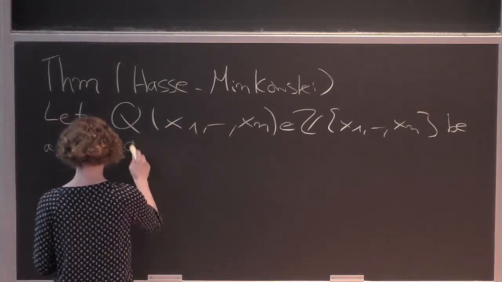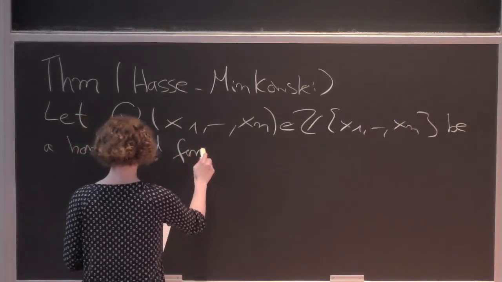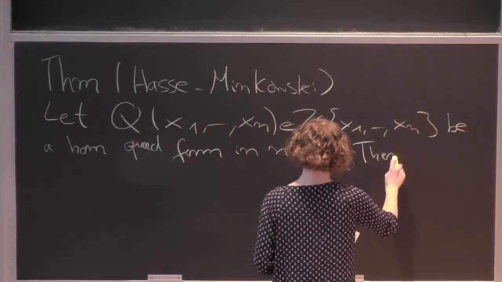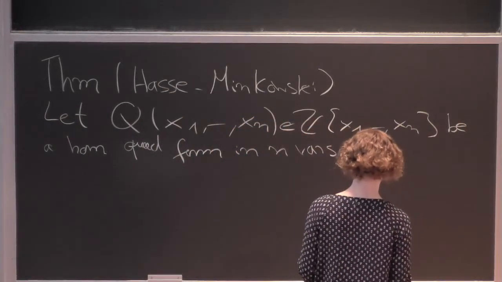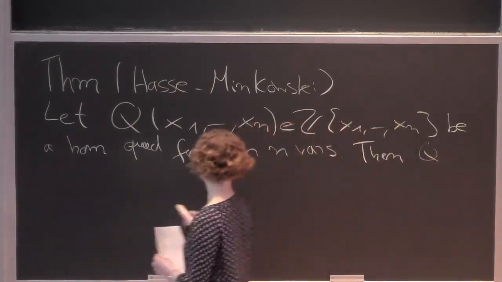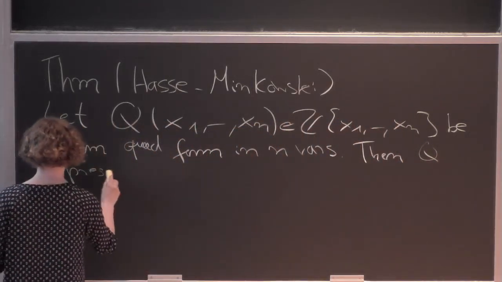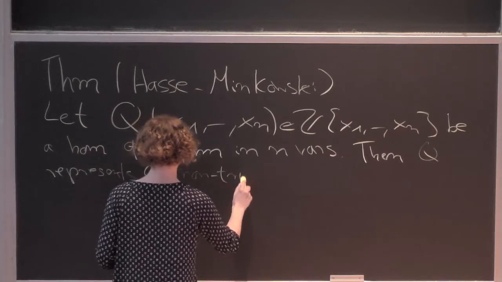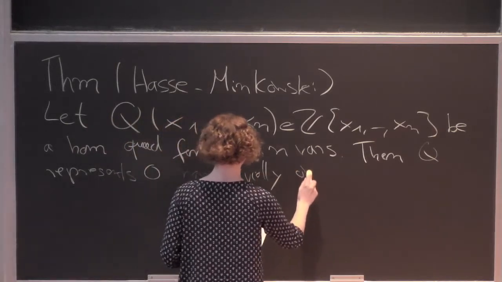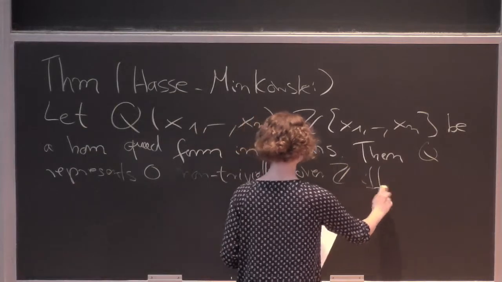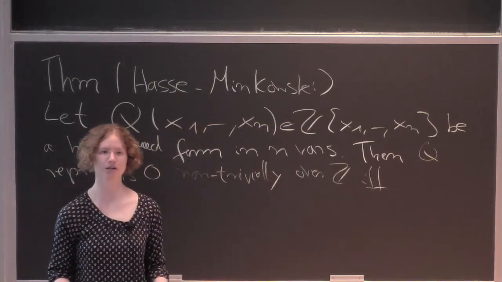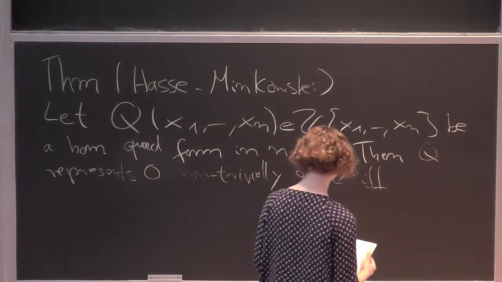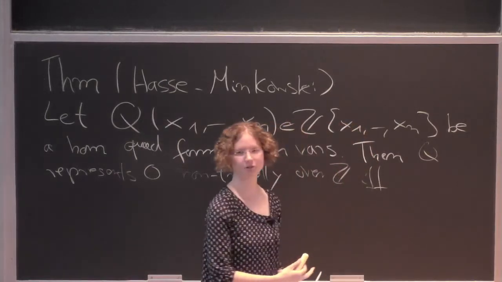So I assume this is a homogeneous quadratic form. Then you learn in some number theory course that Q represents 0 non-trivially over the integers if and only if it represents 0 non-trivially locally for every local place, or in other words, if and only if you can find a non-trivial zero over the real numbers and modulo every prime power.